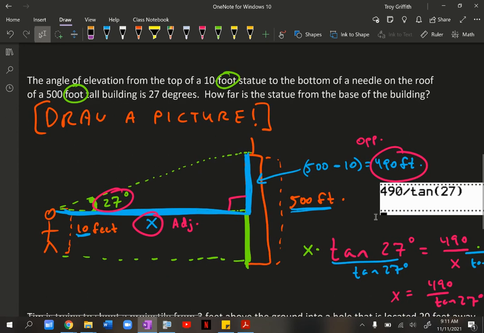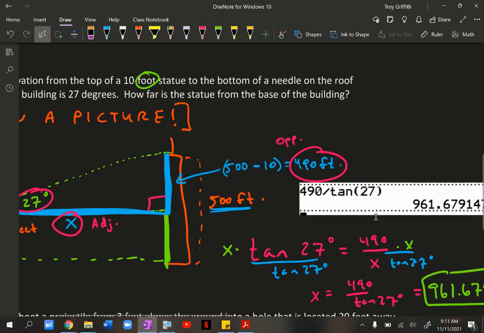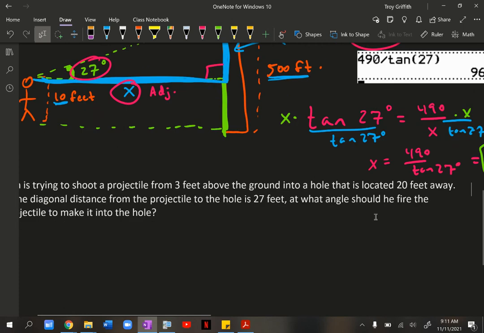All right, so on this problem we were solving for a side length, so we ended up using the normal trig function for tangent. Let's take a look at this next one.